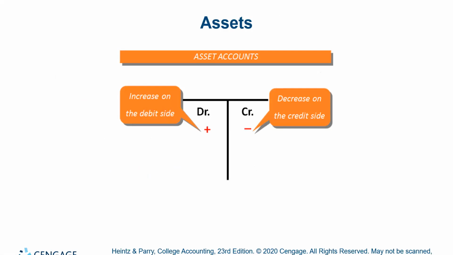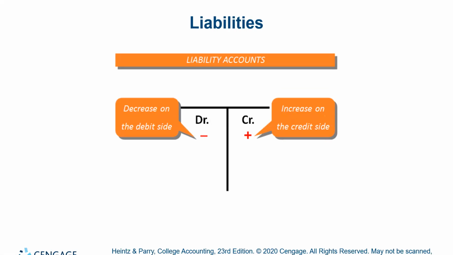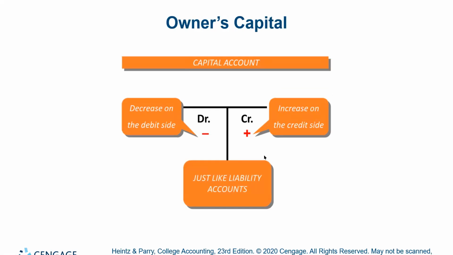So let's look at some of the rules. Assets. All assets have what's called a normal debit balance. An asset should have a debit balance, meaning that you increase cash or any other asset with a debit, and conversely, you decrease on the credit side. Assets equal liabilities plus equity, right? Well, if assets equal liabilities plus equity, liabilities and equity would have to have a normal credit balance. So liabilities increase with a credit.